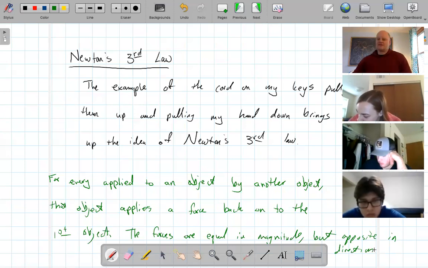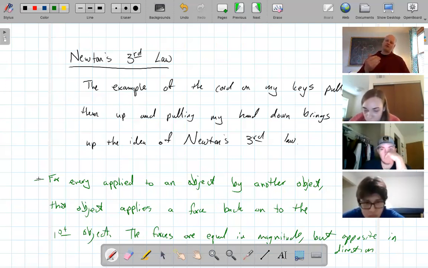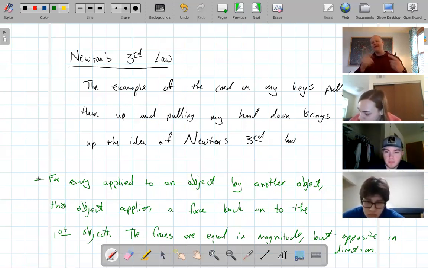Other ways you probably heard this was that for every action, there is an equal and opposite reaction. This is another way of saying the third law. But basically all it means is that for every force that one object applies to something else, that something else applies a force back onto the original object with equal magnitude, just opposite in direction.